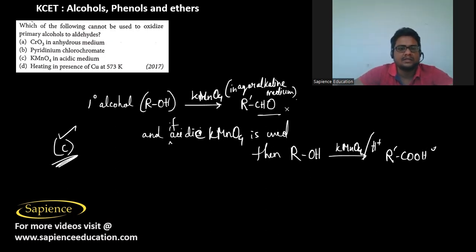And CrO3 in anhydrous medium can also be used, and pyridinium chlorochromate can also be used, and heating in the presence of copper at 573 Kelvin can also be used to convert primary alcohols to aldehydes.